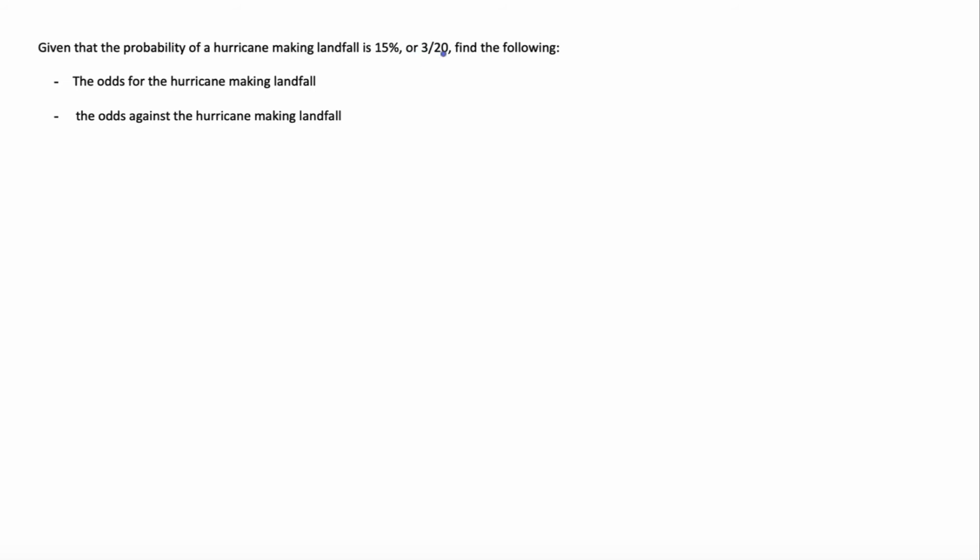But the key is we need to look at the fraction, right? So the probability of the hurricane making landfall is 3 out of 20. So we can read this as out of 20 times, right? So out of every 20 times, we can say that there will be 3 successes. In this case, the successes means that it will make landfall, and then there will be 17, we'll call them failures, right? So the 3 times that it will make landfall, 17 that it will not make landfall.